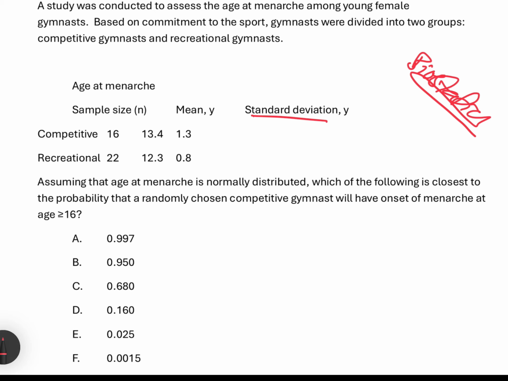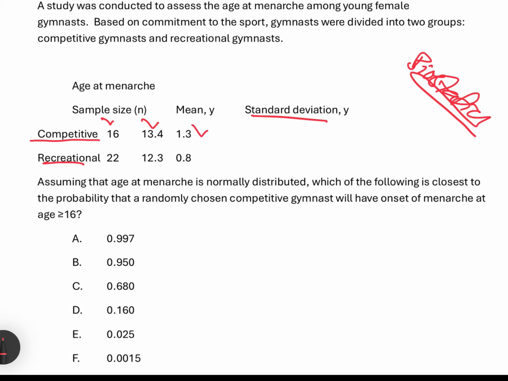A study was conducted to assess the age of menarche among young females. Based on commitment to sports, children were divided into two groups, competitive and recreational. Competitive sample size is 16, with a mean of 13.4 and a standard deviation of 1.3.